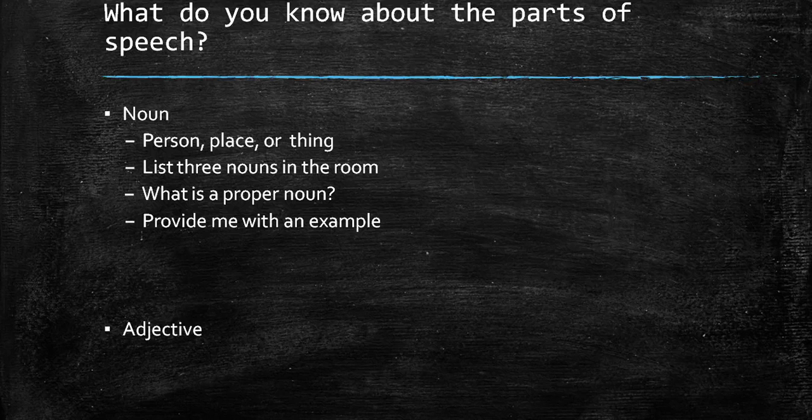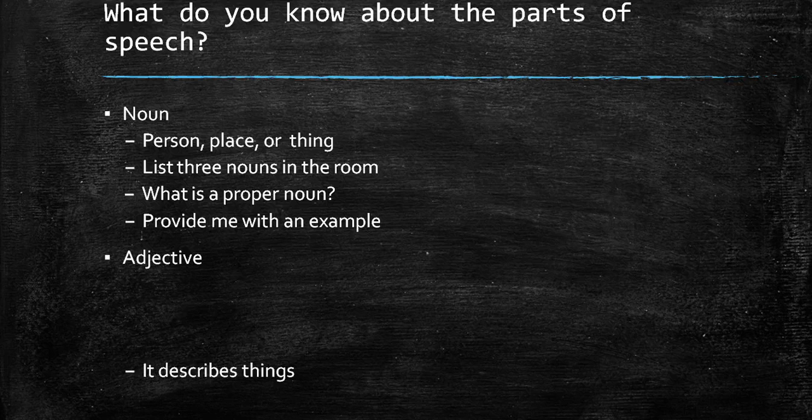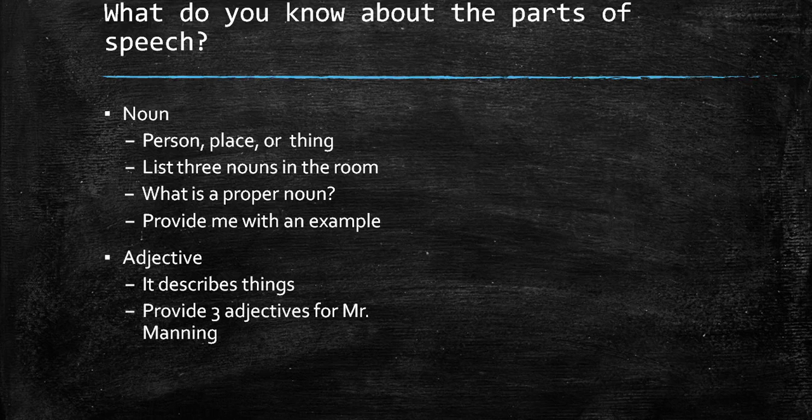The next part of speech we're going to look at is the adjective. And the adjective is a descriptor. It describes things. So if we looked at ways to describe Mr. Manning, we could talk about loud, handsome, fit, and those would all be things that describe me.